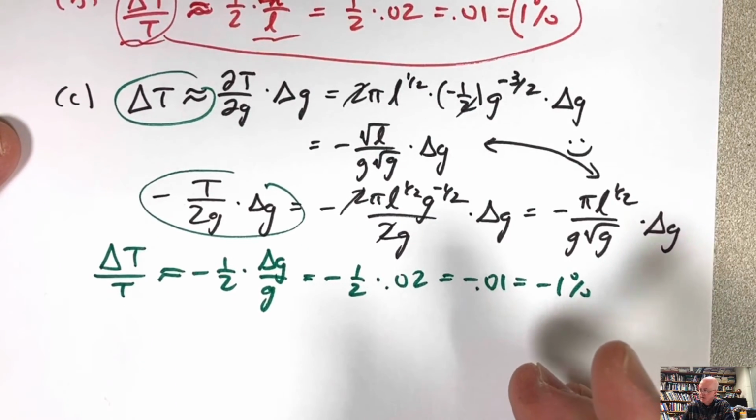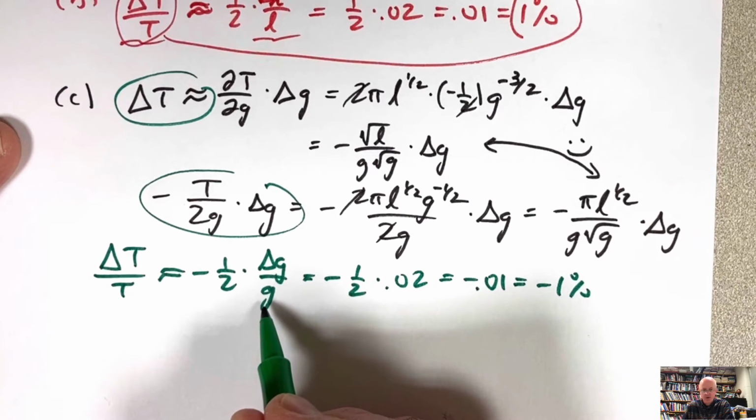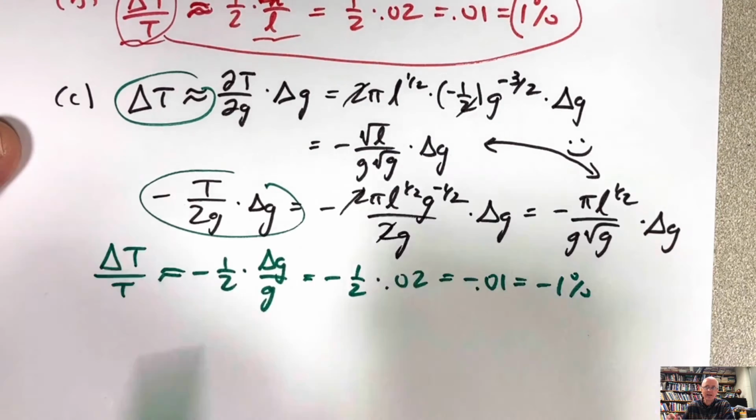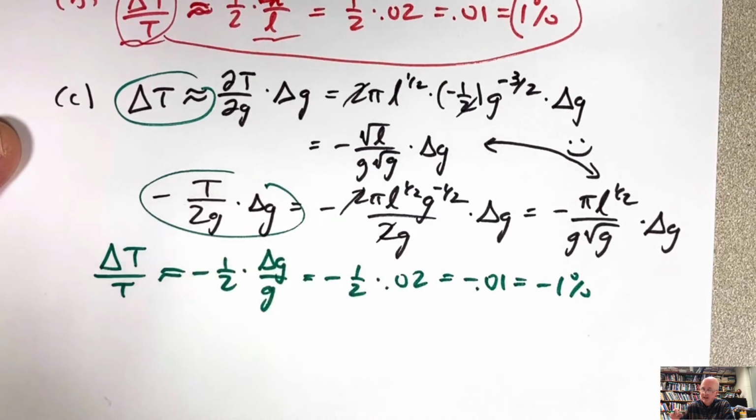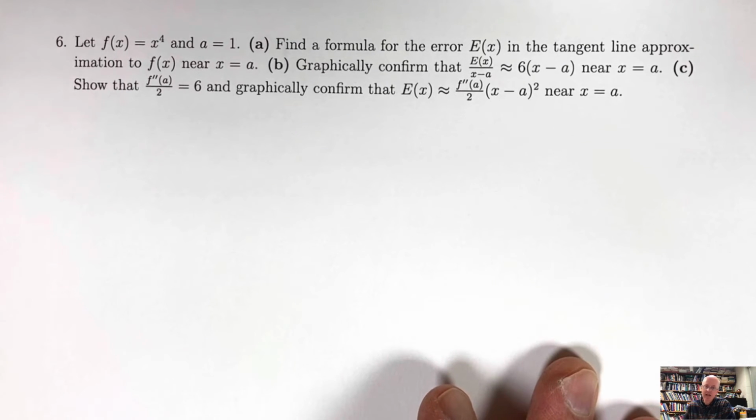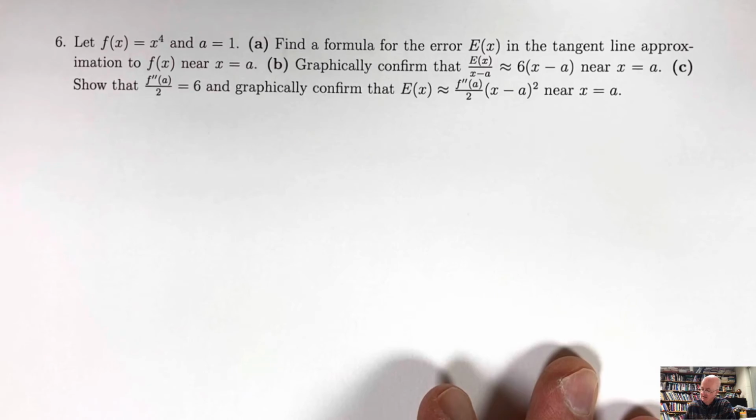When G increases by going down a mountain to, say, sea level, delta G over G is positive. The change in period is negative. That means the period is getting smaller. That means it's a faster motion. That's good to think about. Our final problem is kind of theoretical, thinking about errors as functions.